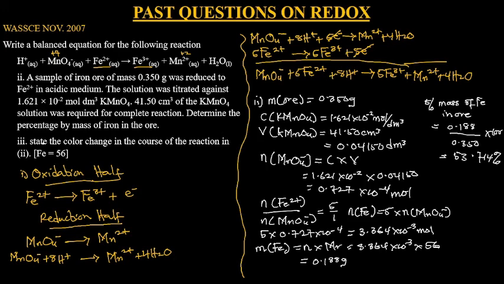Now, the last question says, state the color change in the course of the reaction in II. So in the course of this reaction, remember it's a titration reaction. Now if we have a solution of iron 2, it usually has a pale green color. So initially you are going to have a green color, which at the end point will give you a pink color. Okay, so this is how you'll be able to determine that the reaction has come to an end. That will be the end point of the reaction.